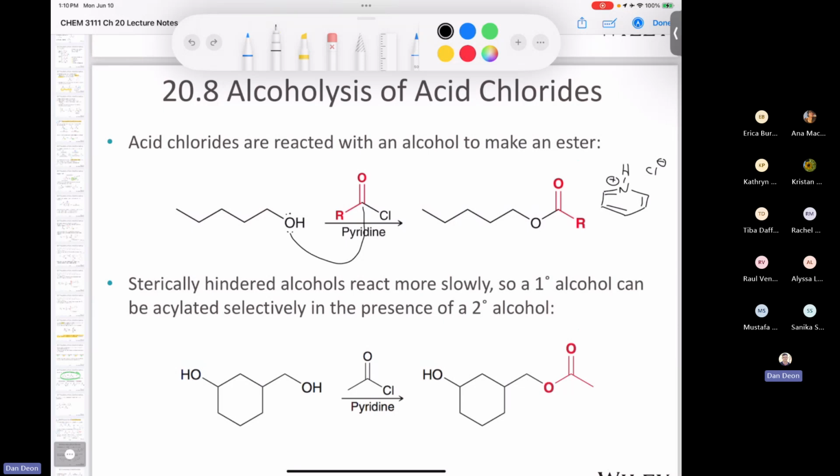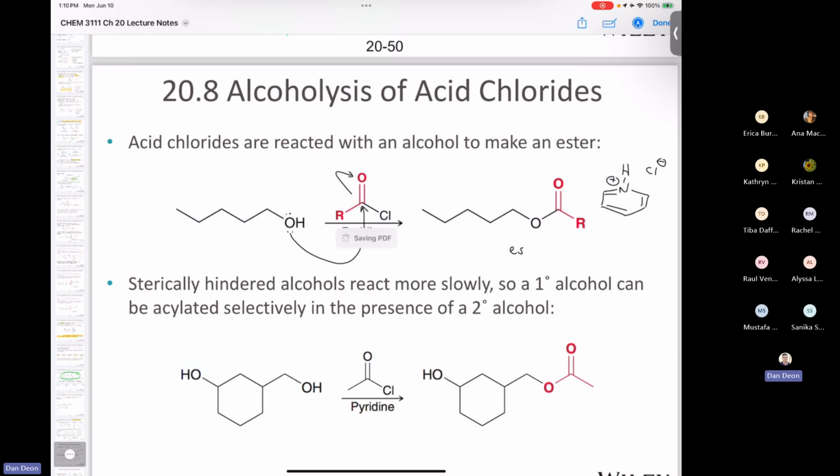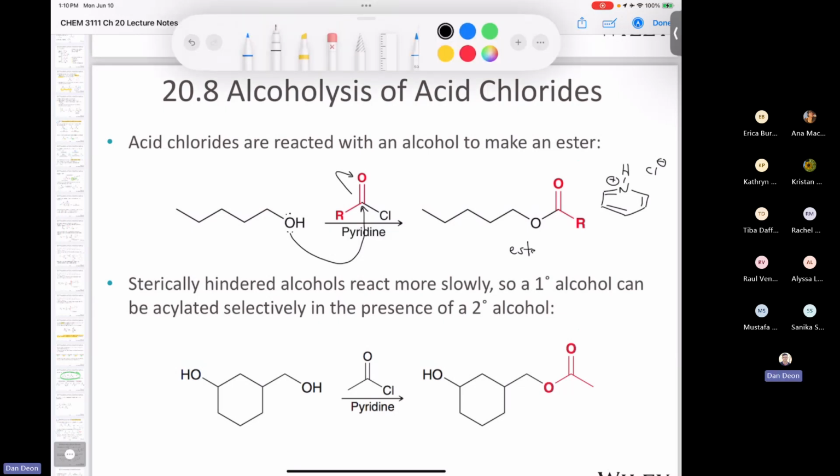So the first step is going to be a nucleophilic attack like this to form a tetrahedral intermediate. Then we lose the chloride and we pick up the proton from this oxygen right here to make our ester. Now, what's cool about this reaction, and there are several things that are cool about it, but one of the things that's cool is if you react an acid chloride with a primary versus a secondary alcohol, it's actually selective for the primary alcohol. Why?